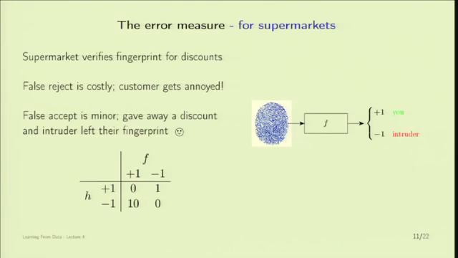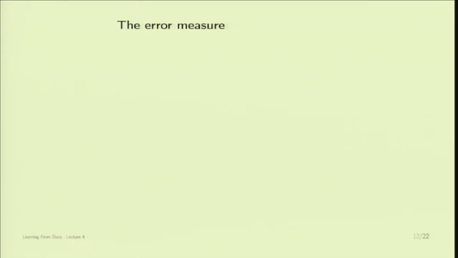Now let's look at the exact same system. You are given training examples. You are told that the target function is fingerprint verification, and you go about your machine learning algorithm, okay? Now, one of them is for a supermarket, and the other one is for the CIA. Okay? Let's see the situation here.